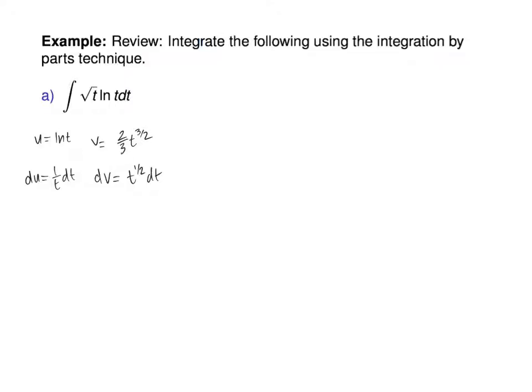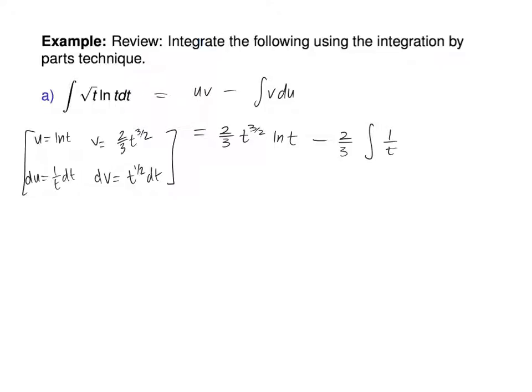You got that? Okay. So the formula is this equals uv minus integral v du. So 2/3 t to the 3/2 ln t minus 2/3 integral 1 over t times t to the 3/2.